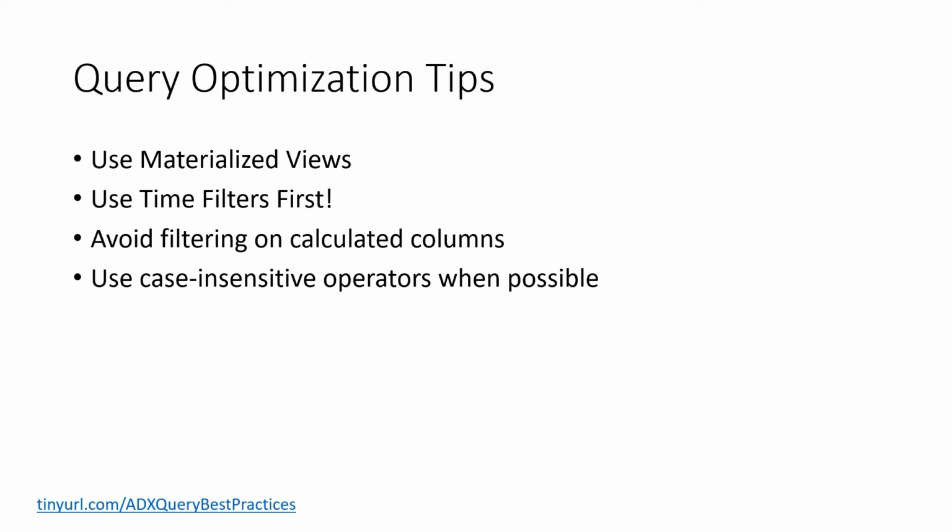There aren't a whole lot of built-in indexes in ADX because it wants to run a lot faster and handle lots and lots of data. Filtering on calculated columns generally will slow you down because you're almost certainly going to have to do a table scan. Of course, the way you get around that is pre-calculating those. And then, I didn't talk about this much, but case-insensitive operators are faster than case-sensitive operators. There's a link down at the bottom here with more best practices if you want to learn more.